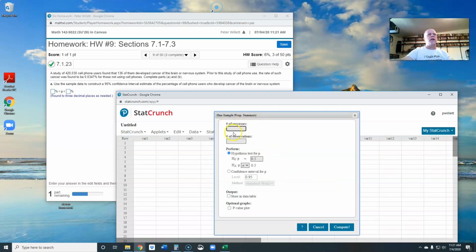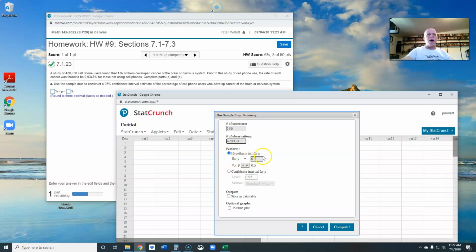So it wants to know the number of successes. Again, in this case, getting cancer was a success, just for the terminology. So there were 136 observed cases, and the number of observations was 420,030.